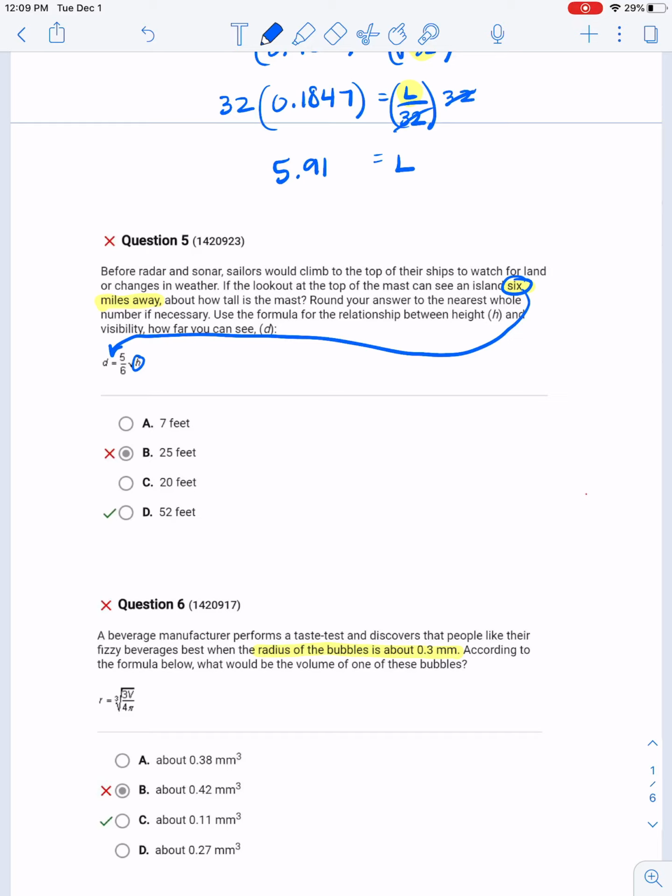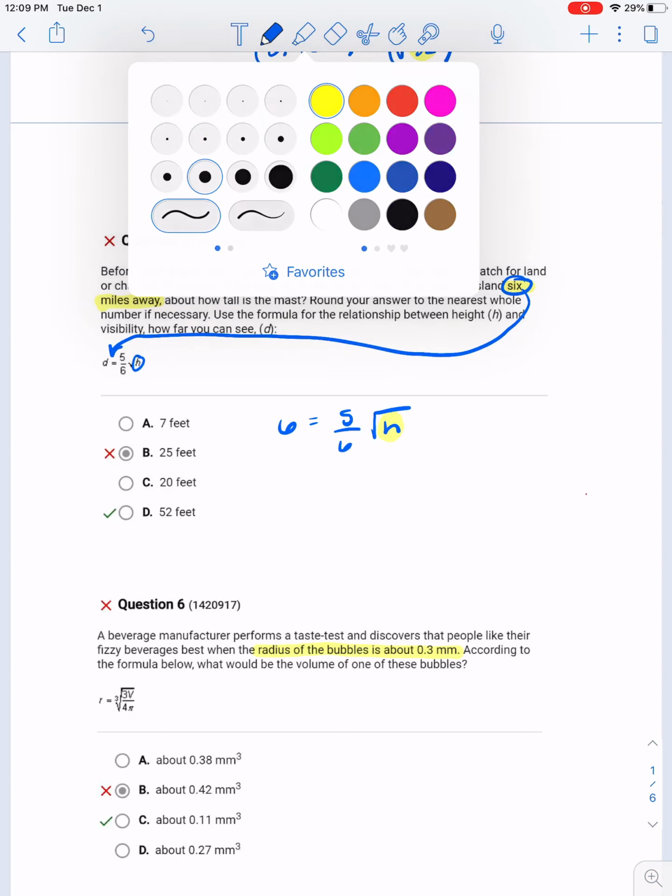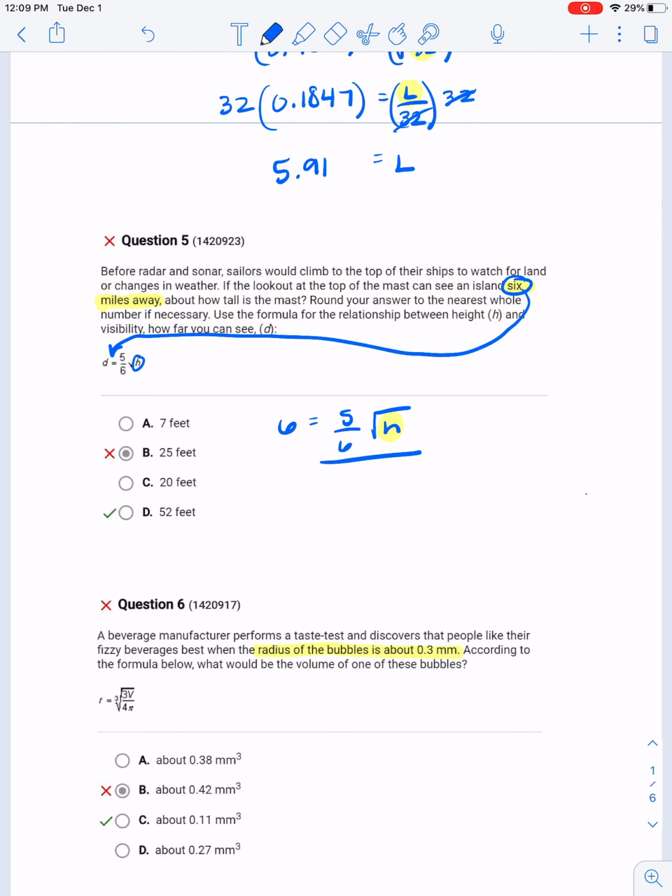Okay, so we're going to plug in 6: 6 = d = 5/6 times the square root of h. And then same kind of idea, we want to get h by itself. So technically here, you can divide by 5/6, or you could multiply by 6/5, like multiply by the reciprocal, however you think of it.